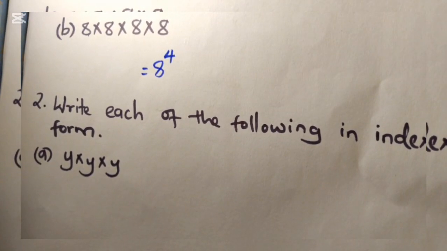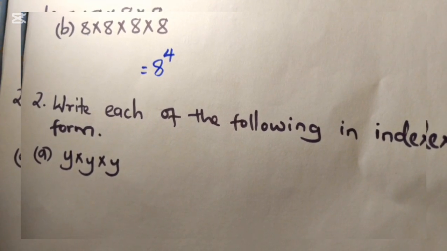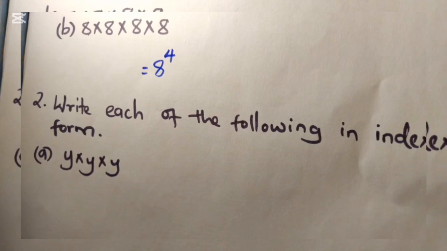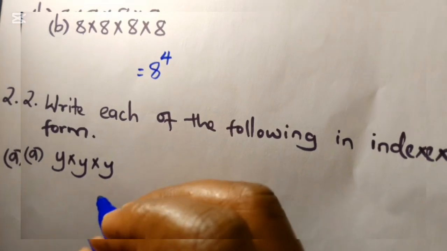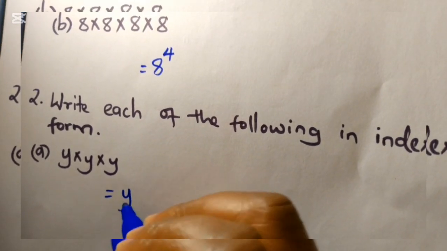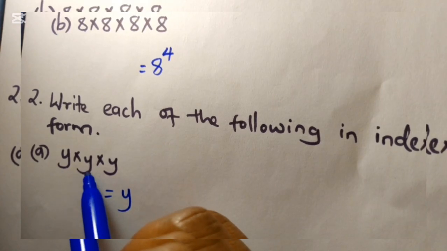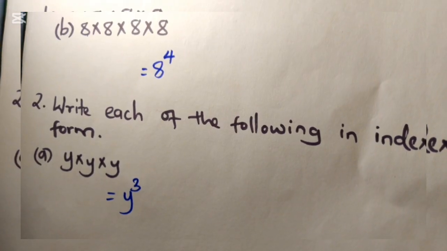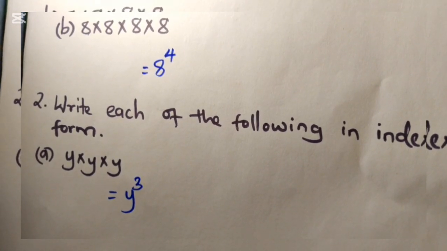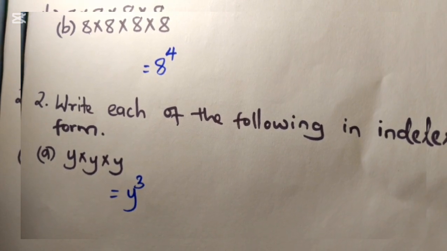Write each of the following in index form. No much difference from the previous. The only difference is that we are dealing with unknowns. So we write that unknown is y, and then y has repeated itself how many times? 1, 2, 3. So y power 3. Y times y times y is written in index form as y raised to 3. Base y, index 3.